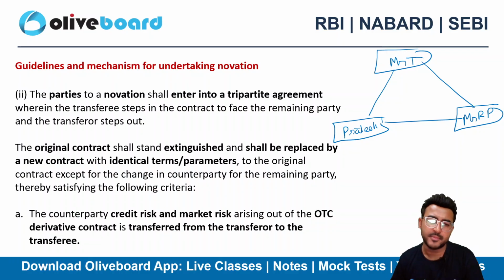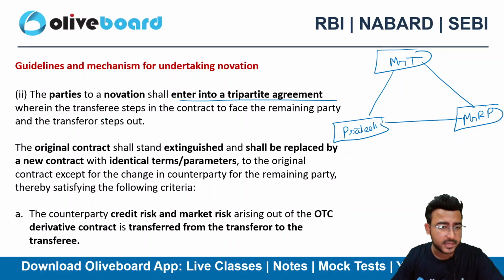यहाँ पे triple agreement form किया जाएगा। If I am doing a novation, triple agreement form किया जाएगा कि मिस्टर आरपी को कोई प्रॉब्लम तो नहीं है कि मैं ट्रांजेक्शन के अंदर आ रहा हूं, I am entering into the transaction, so whether Mr. RP is fine with that or not, right. There should be a triple agreement here, okay.